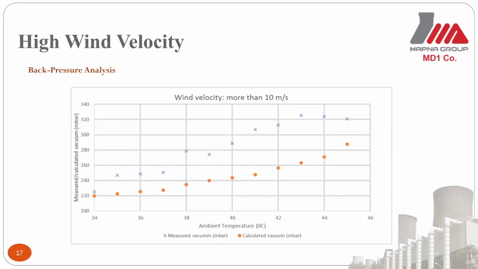Moreover, further studies show that if wind velocity goes up, the measured condenser pressure is higher than the condenser pressure calculated by our software. For example, this graph shows that the difference can reach even more than 40 kilopascal. You can see this difference here when the wind speed is more than 10 meters per second, which is really shocking, unfortunately.